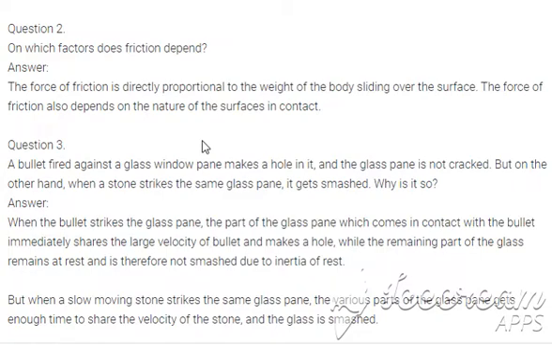Why? See, when a bullet strikes the glass pane, the part of the glass pane which comes in contact with the bullet immediately shares a large velocity because the speed of the bullet is very fast. So only the place of contact shares its velocity and the bullet makes the hole, while the remaining part of the glass remains at rest. But when a slow moving stone strikes the same glass pane, the speed in comparison is very less. The various parts of the glass pane get enough time because time is more. Speed is less, time is more. It gets enough time to share the velocity of the stone and the glass is smashed.